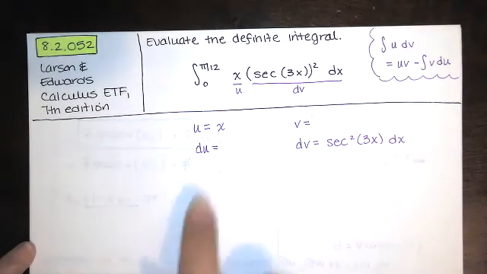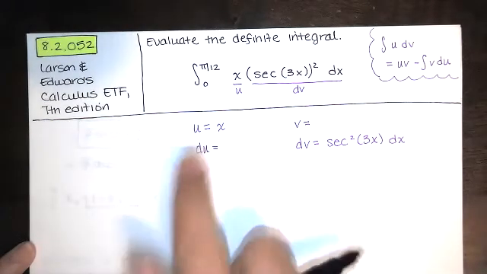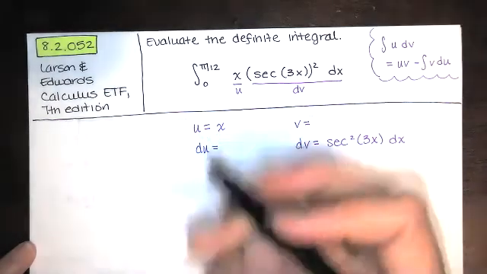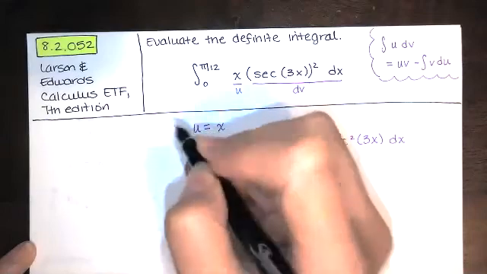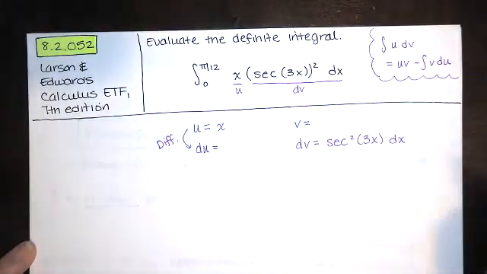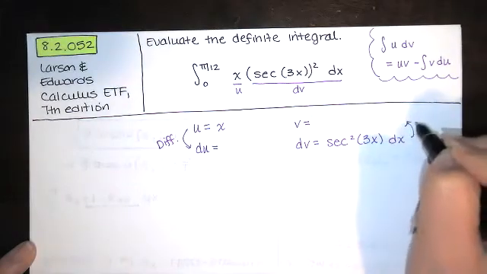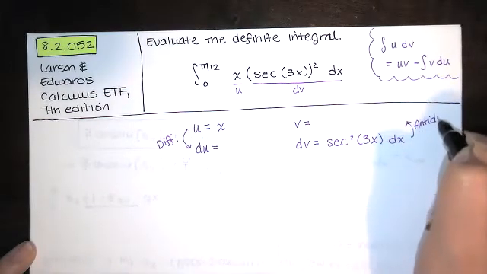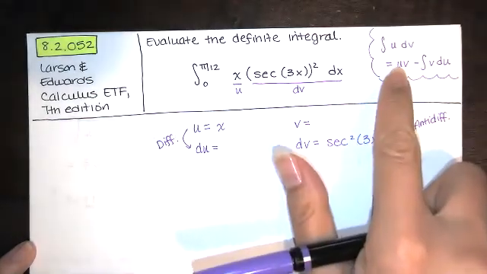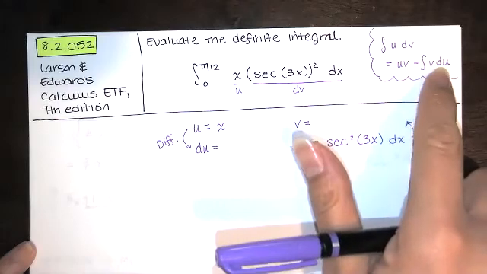Okay, and this is a good choice for you because the derivative of x is just 1. Can't get much simpler than that. So we'll compute du by differentiating, and we'll compute v by anti-differentiating. That's how this works. In order to use this formula, we need u, v, and du.